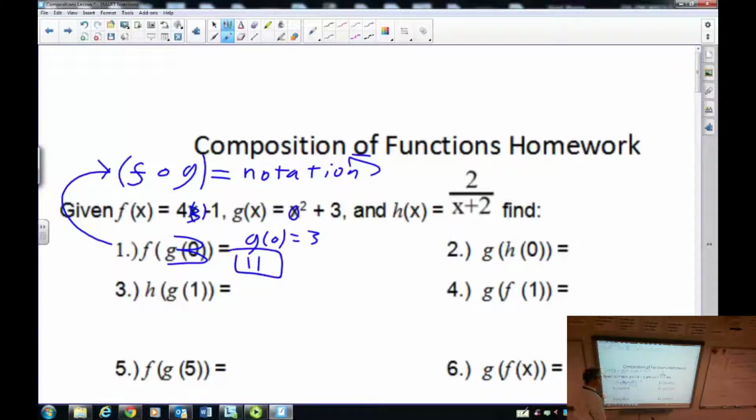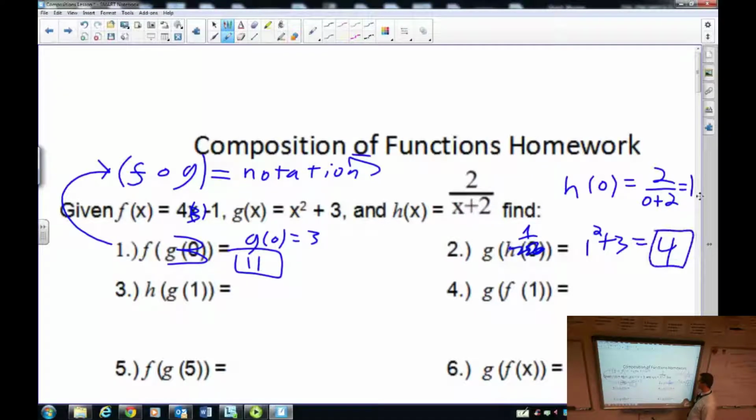Good job. Okay, number 2, we have h of 0. Which means h of 0 is 2 over 0 plus 2, and 2 over 2 is just 1. So now this h of 0 just becomes 1. Then we just have to find g of 1. So we go over here where g is x squared plus 3. So we're going to go 1 squared plus 3. 1 squared is 1, 1 plus 3 is 4.